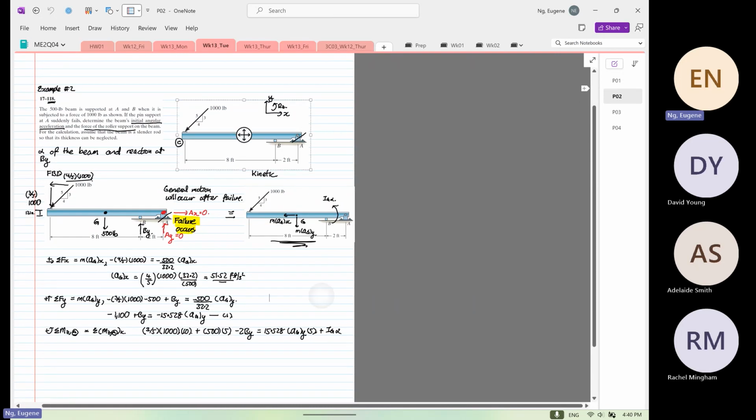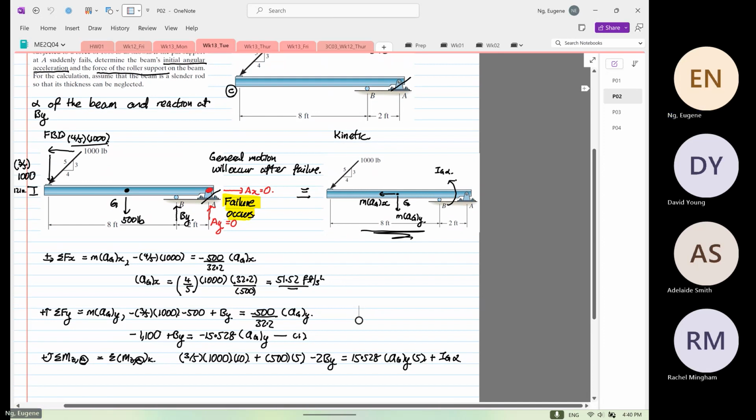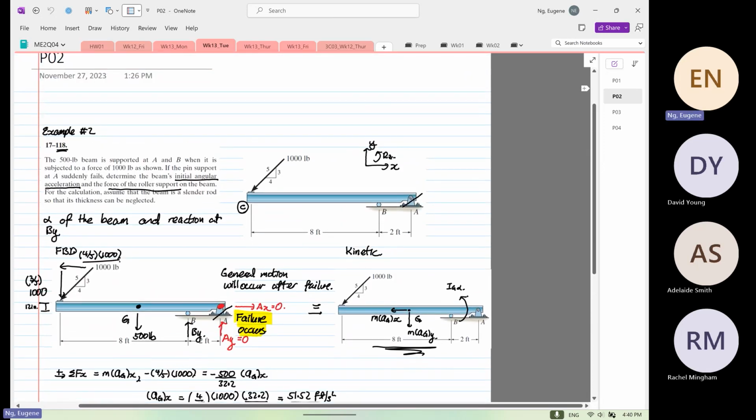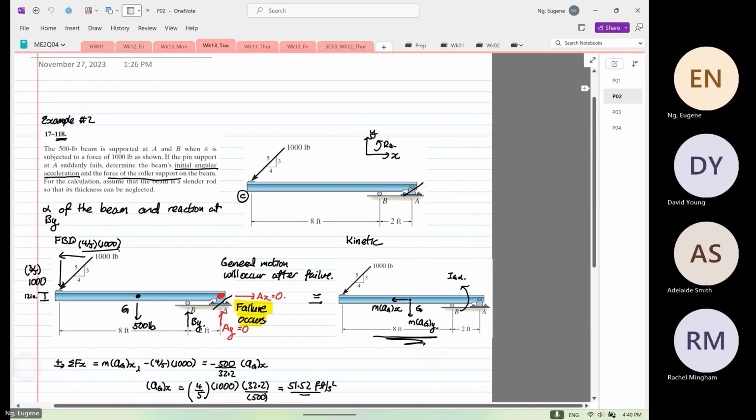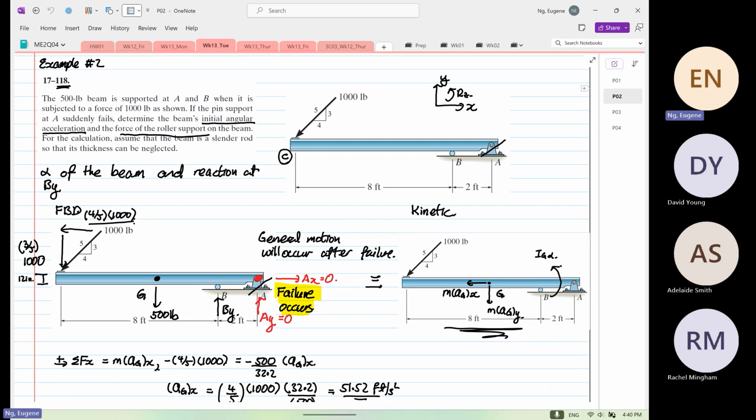Second, I'm going to continue on this example. Let's review this problem very quickly. The beam is 500 pounds, supported at A and B, and is subjected to a force of 1,000 pounds as shown. If the pin at A suddenly fails, all the reaction forces will disappear. Determine the beam's initial angular acceleration and the force of the roller of the beam.